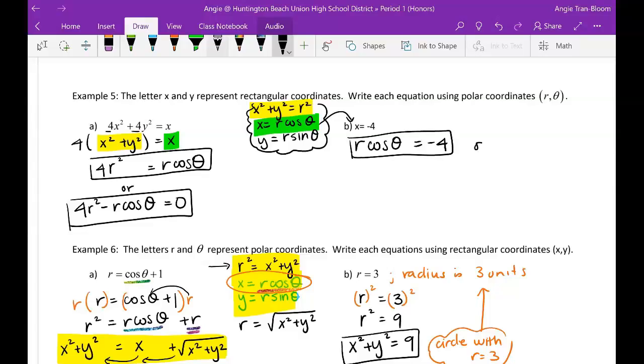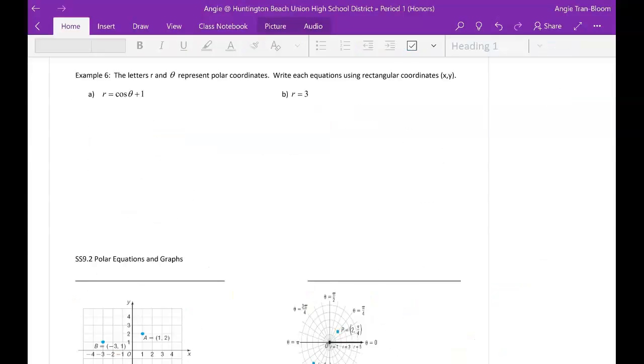I'm done. Now your book likes to sometimes write it in terms of r. That means I'm dividing both sides by cosine. The reason they do that is because you can plug it in your calculator and easily check your answer, which is fine. You can have either one. I would take r cosine of theta equals -4, or r equals -4 divided by cosine of theta. Either one, when you graph it out, you're still going to get a vertical line. And yes, you will eventually learn how to graph these.